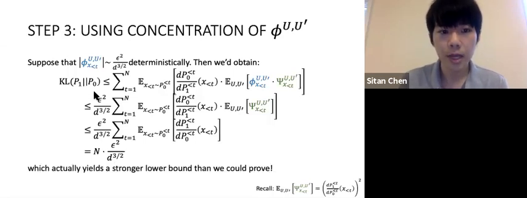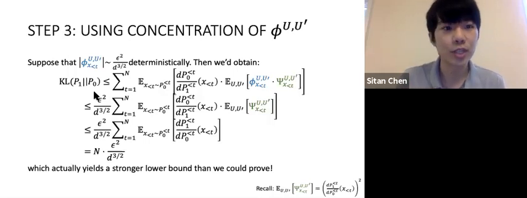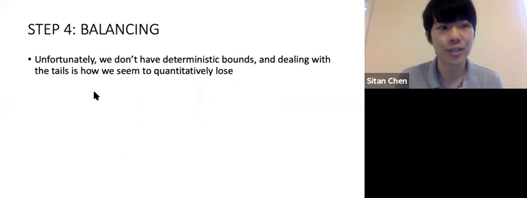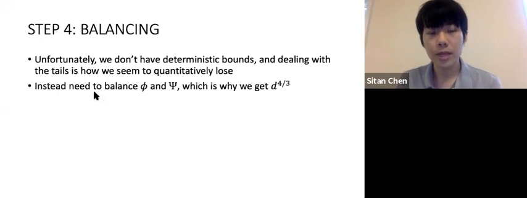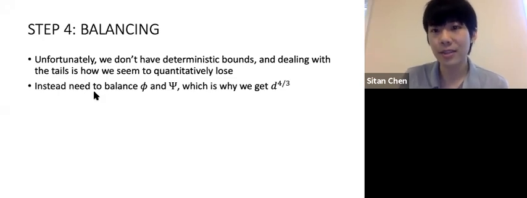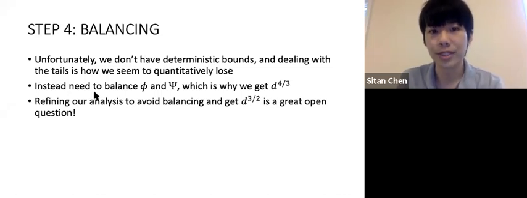But this actually yields a stronger lower bound than what we claimed. The reason is that we don't actually have such deterministic bounds on phi. In fact, phi could be as large as epsilon squared. And dealing with these tails is why we lose and only get this d to the 4/3. At a high level, we need to do some kind of balancing, and it's a great question to try to improve this lower bound to d to the 3/2 by avoiding this sort of balancing.